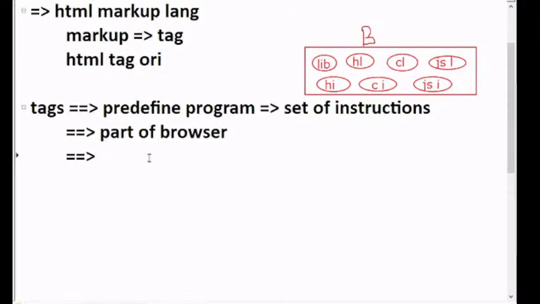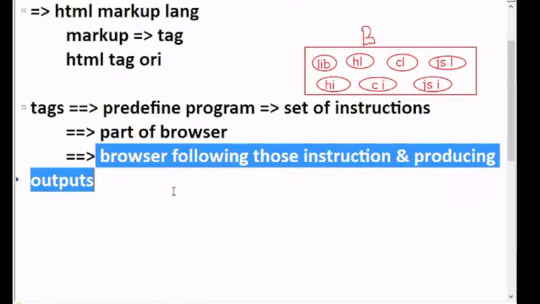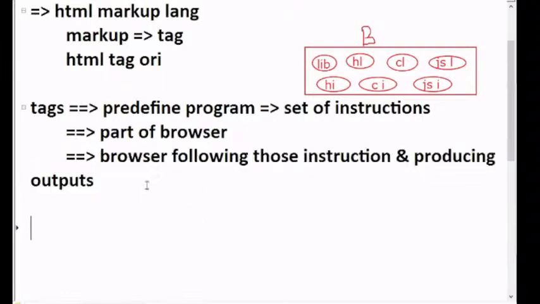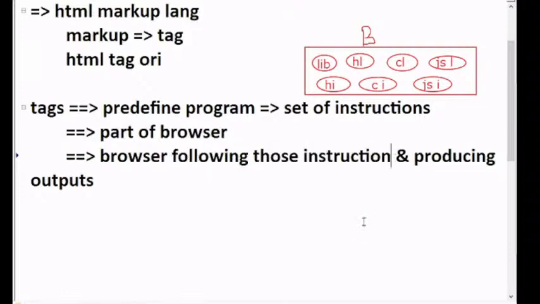Two choices are available for the browser. I'll explain, wait. So the browser follows those instructions and produces the outputs. This is the browser's responsibility, sir. Whatever tags we are using in our program, the browser follows the tag instructions and then produces the outputs.